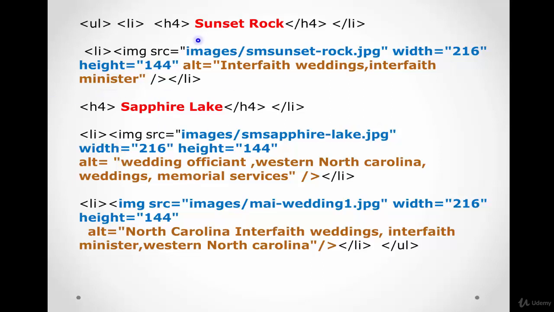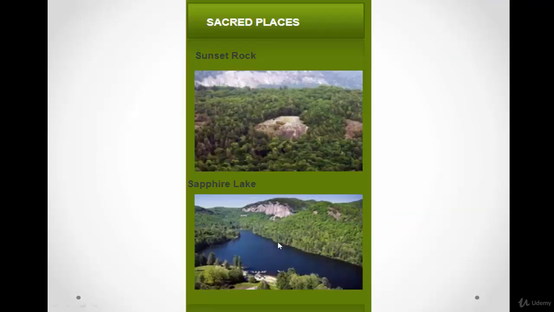And then here's another image. This image is called Sunset Rock. The second image is called Sapphire Lake, and I added keywords in the alt image: wedding officiant, Western North Carolina, weddings, memorial services. And I added keywords into the alt position for that image. Now here are the images, Sunset Rock, Sapphire Lake. The alt keywords are not seen by people visiting your website, but they are there.